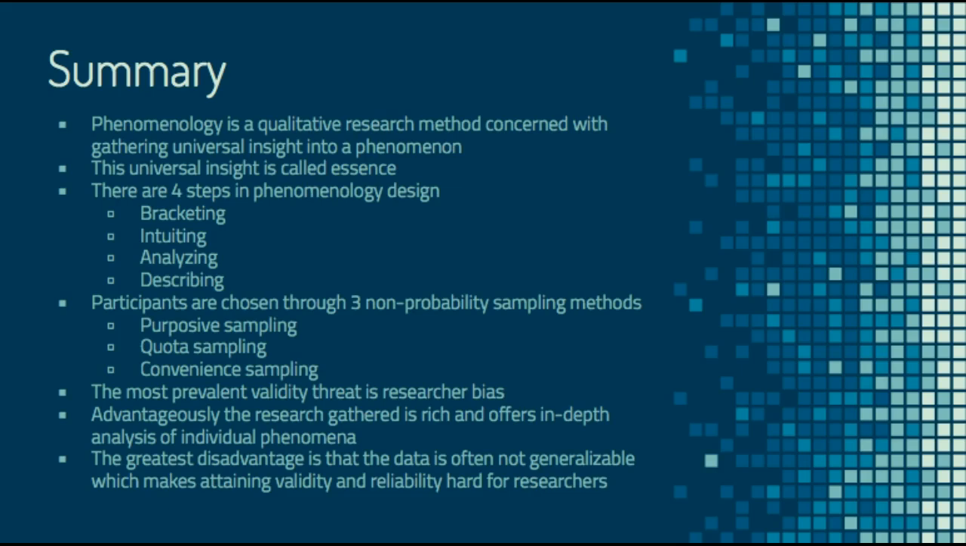This universal insight is called essence. There are four steps in phenomenology design: bracketing, intuiting, analyzing, and describing. Participants are chosen through three non-probability sampling techniques: purposive sampling, quota sampling, and convenience sampling. The most prevalent validity threat is researcher bias. Advantageously, the research gathered is rich and offers in-depth analysis of individual phenomena.